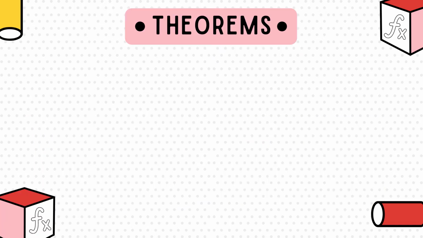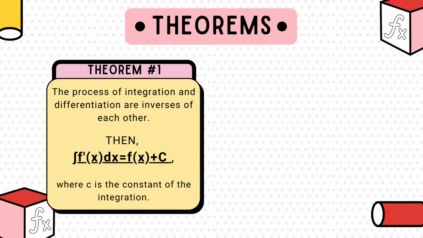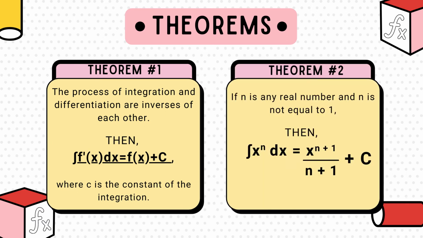We have learned about the four basic rules in differential calculus. In the same manner, we also have it in integral calculus, but instead of rules, we have theorems. Theorem number 1 states that the process of differentiation and integration are inverses of each other. Then, the integral of f prime of x dx is equal to f of x plus c, where c is a constant of the integration.